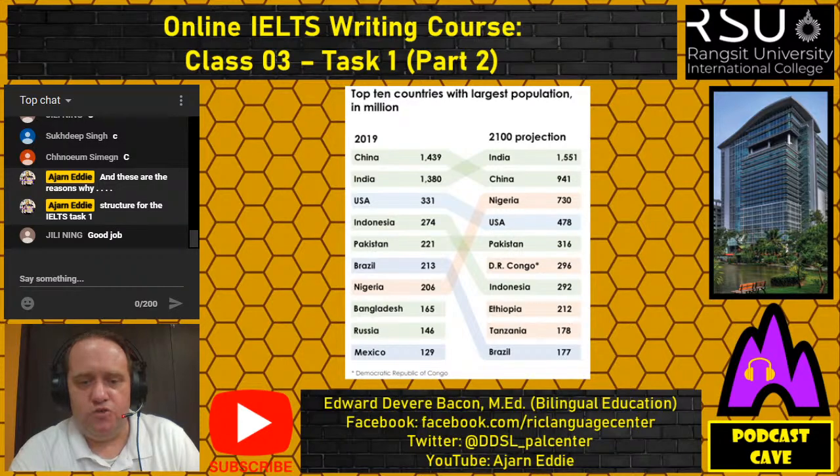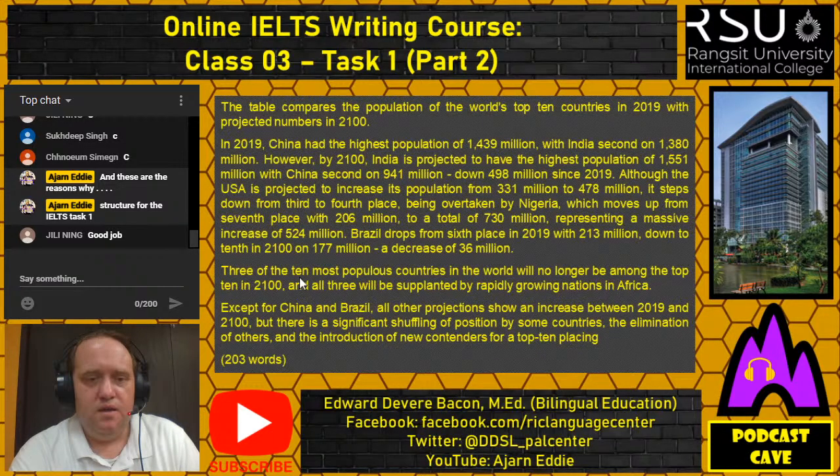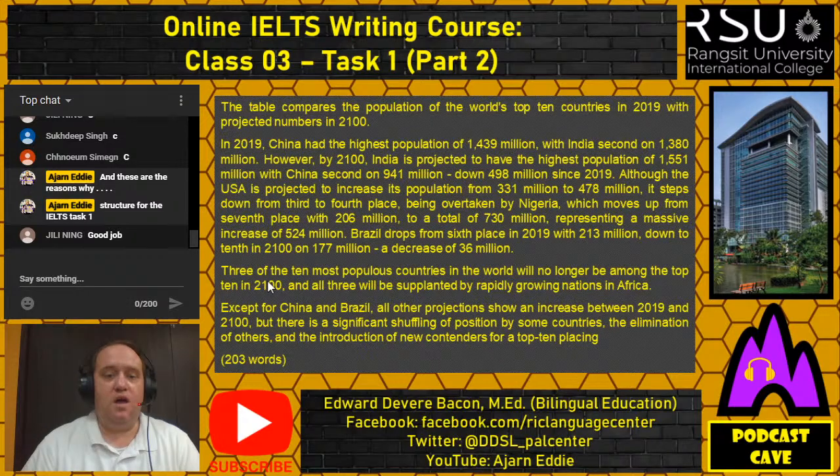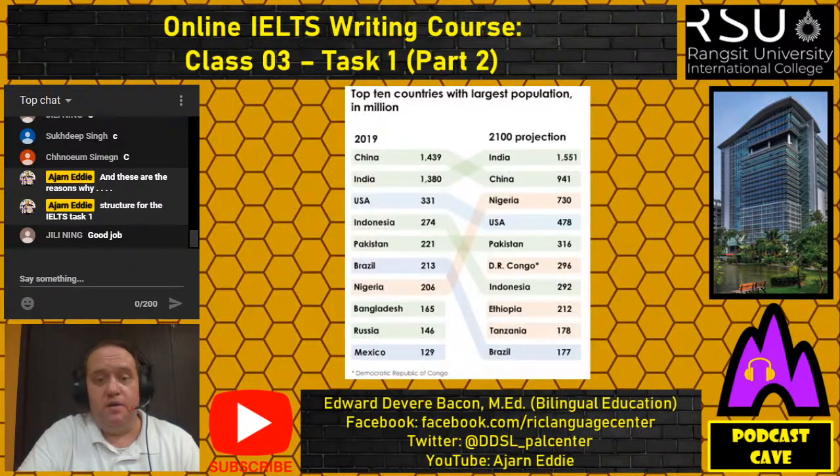Okay, then let's go to the second body paragraph. So 3 of the top 10 populous countries in the world will no longer be among the top 10 in 2100, and all 3 will be supplanted by rapidly growing nations in Africa. So basically, what they're doing here is summarizing the information. So then they're talking about countries that will not be in the list for 2100.